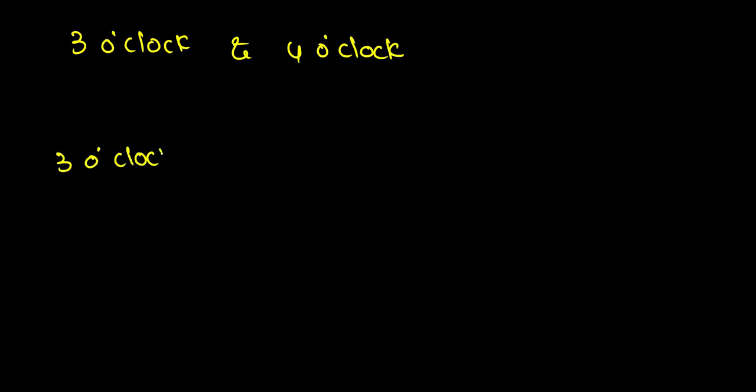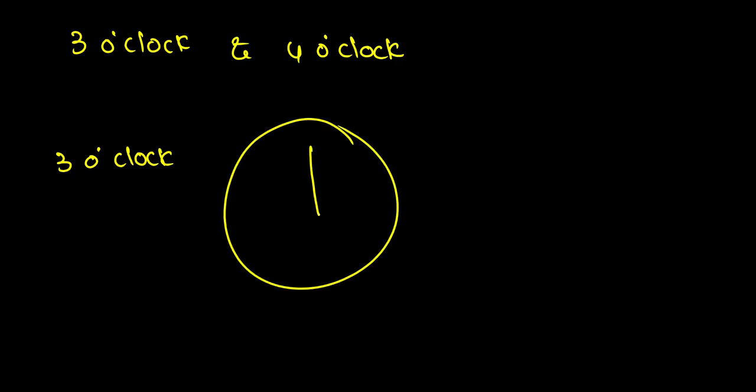Suppose time is between 3 o'clock and 4 o'clock. They'll ask you a question like, between 3 o'clock and 4 o'clock, at what time are the hands together? Hands coincide, hands opposite, hands at right angle. Maybe they'll give timing like this, 3 o'clock and 4 o'clock. So you have to take 3 o'clock as the reference first. 3 o'clock, right?